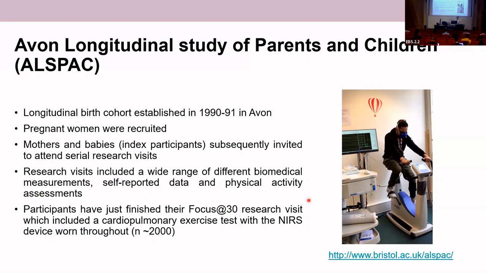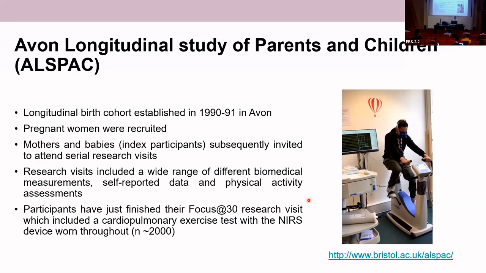So every so many years, the team followed them up. And research visits really included a wide range of different biomedical measurements, a whole lot of self-reported data, and also physical activity assessments. And the participants have actually just finished their Focus at 30 research visits. So they're now aged 34. And we started seeing them when they were just approaching, or just over 30, in fact. And the pandemic kind of set us back a little bit.